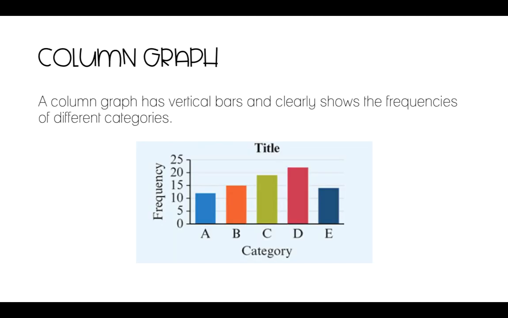So to start with, a column graph. A column graph has vertical bars, as I said before, from the ground to the top, and shows how many people or the frequency of each category. So here we have about 12, 15, 19, 22, and 14.